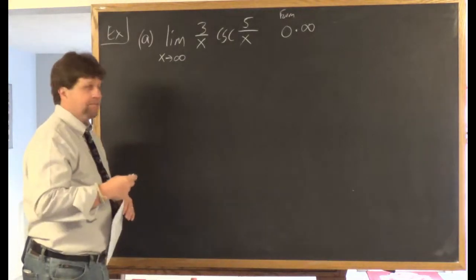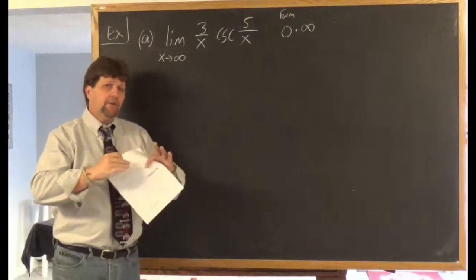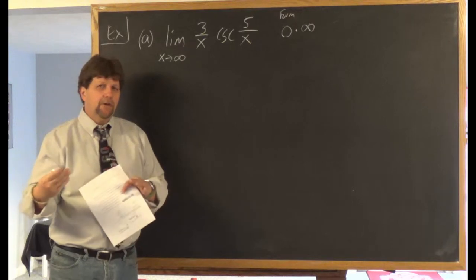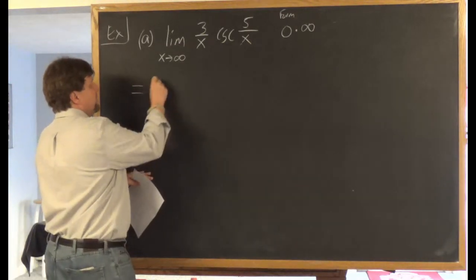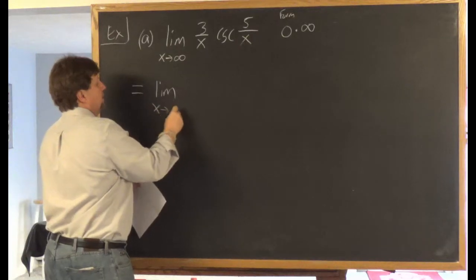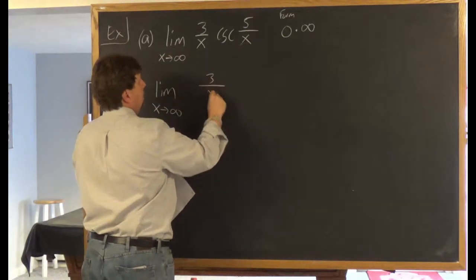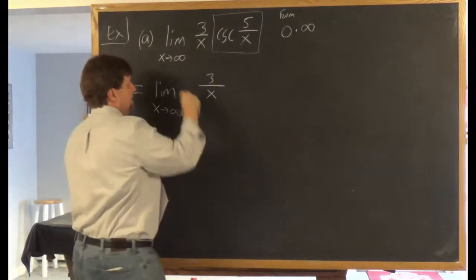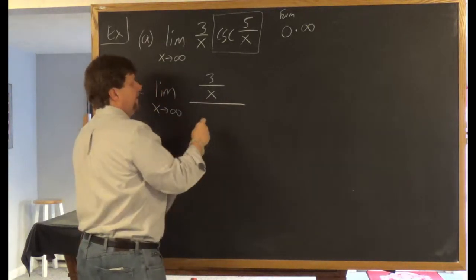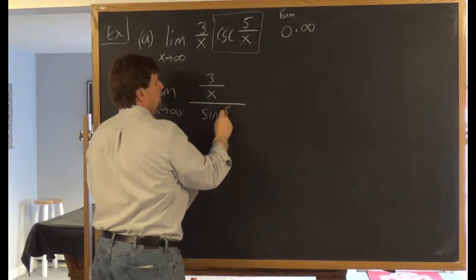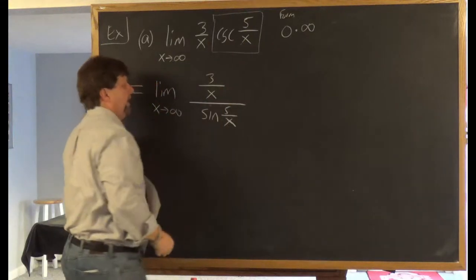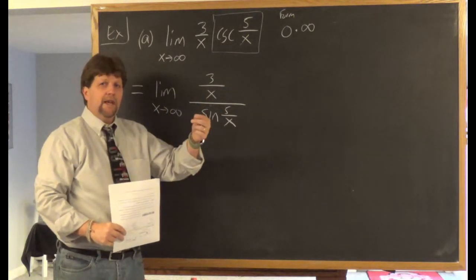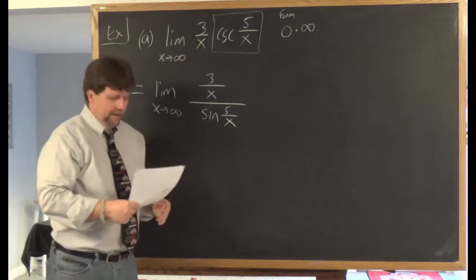So here's an idea. We know there's a relationship between cosecant and sine. Specifically, cosecant is the reciprocal of sine. So maybe that's where we start off here. Maybe we start off with looking at the cosecant of 5 over x and saying, well, you know what? That's 1 over the sine of 5 over x. But just kind of rewriting the whole thing as 3 over x over sine 5 over x. Cosecant 5 over x is 1 over the sine 5 over x. Multiply those together, we get this.